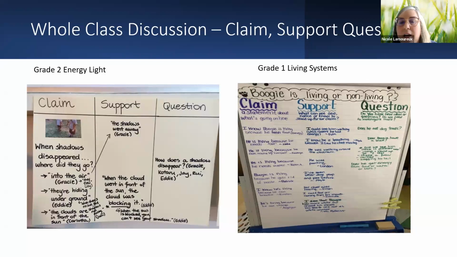And of course, thinking routines also have questions that spark curiosity. So we have some examples here as well.